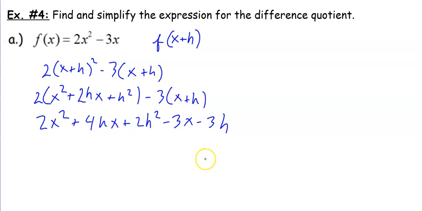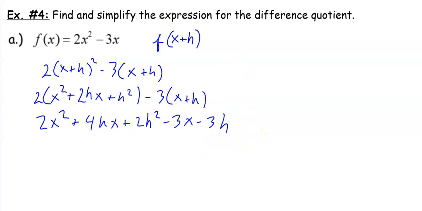Goodness. To me, this looks a little bit like a hot mess. So is there any simplifying I can do? There's only the x squared term, hx, h squared, minus 3x. Oh, no, so it's still a hot mess, but that's what I got.